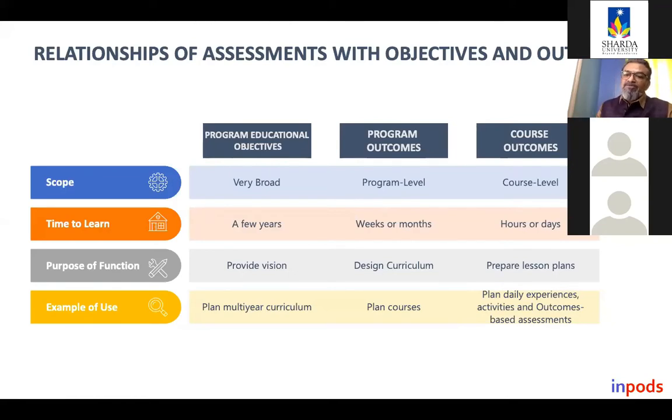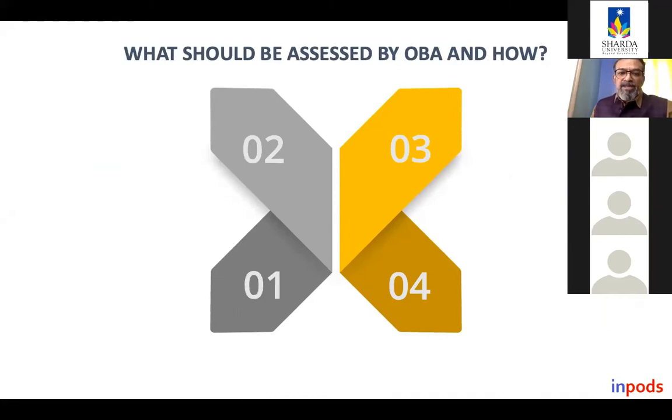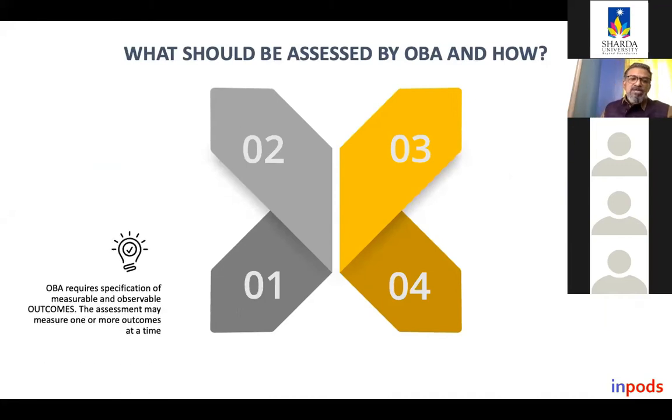And so the scope of OBA and OBE obviously is at the level of the outcomes to be achieved at the course level. Here we are not talking about achieving the program level outcomes directly by OBA. It is going to be indirectly evaluated. When it comes to what should be assessed by the OBA and how, I would say that OBA requires specification of measurable and observable outcomes.